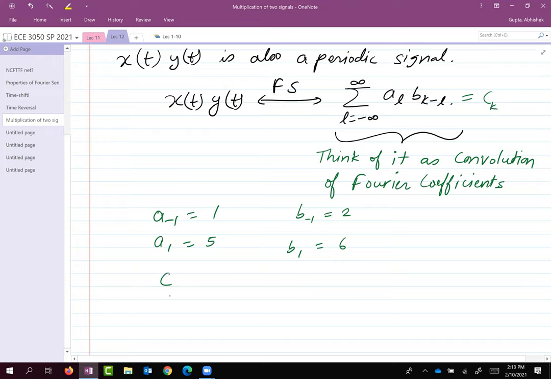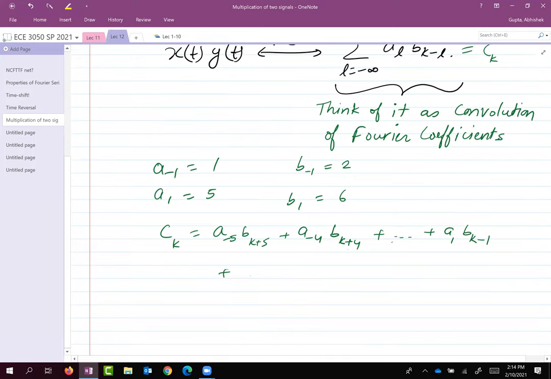So if I want to compute, let's say, C0, then I have to do A minus 5 B 0, well, CK. A minus 5 B K plus 5, A minus 4 B K plus 4, A 1 B K minus 1. So you're adding up A minus 5 B K plus 5, A minus 4 B K plus 4, A minus 3 B K plus 3, A 1 B K minus 1, and so on and so forth. Okay, so it will be an infinite series, so you'll have to compute what the summation looks like.